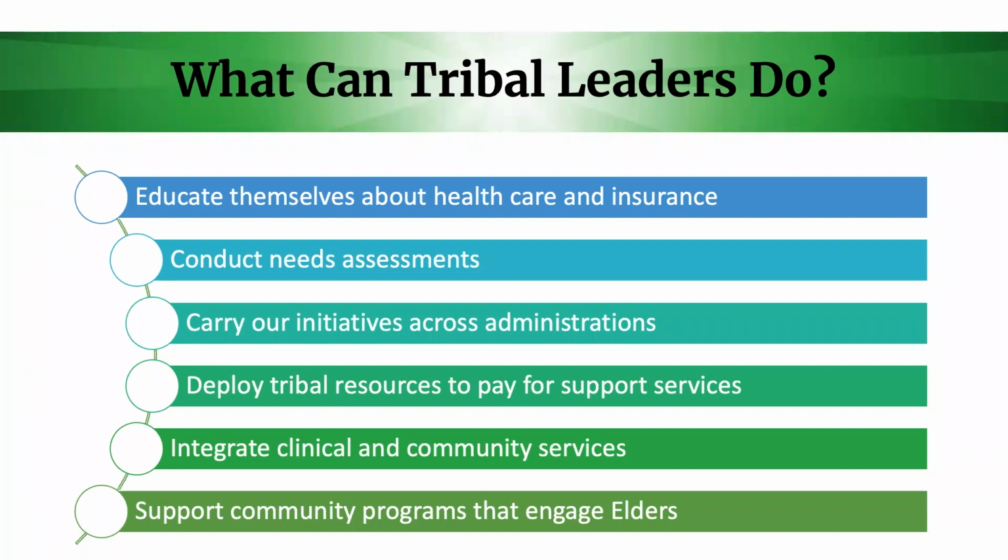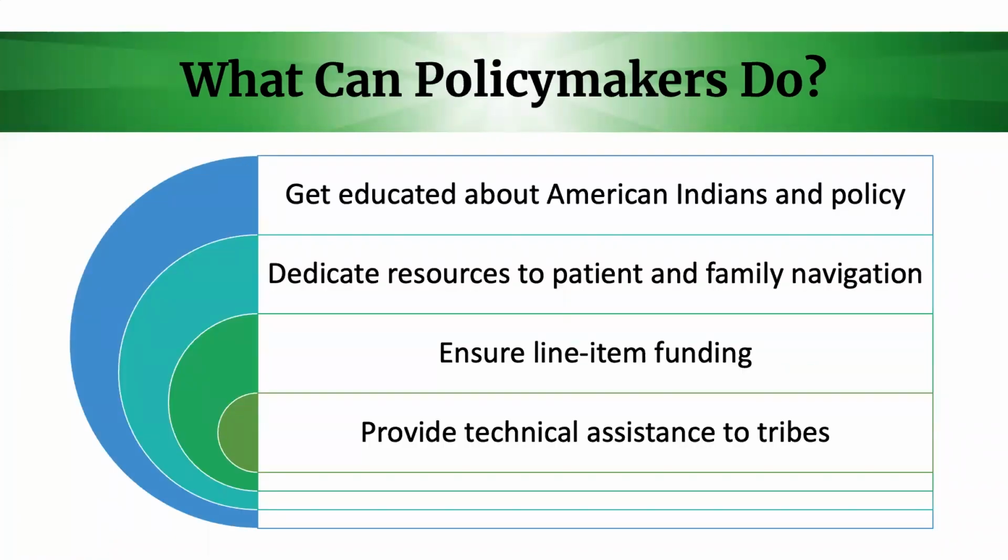And finally, we can all advocate that policymakers learn about American Indians and the policies that affect them and take steps to improve the funding and service environments for elders. These improvements could include dedicating resources to navigation services for elders to help them move through healthcare and insurance systems more smoothly, ensuring line item funding for long-term services and supportive resources for elders, and providing technical assistance to tribes to help them apply for additional funding and administer their own local healthcare systems.